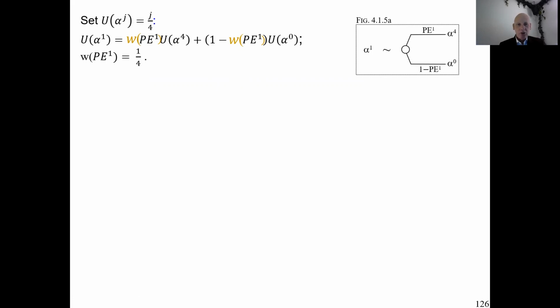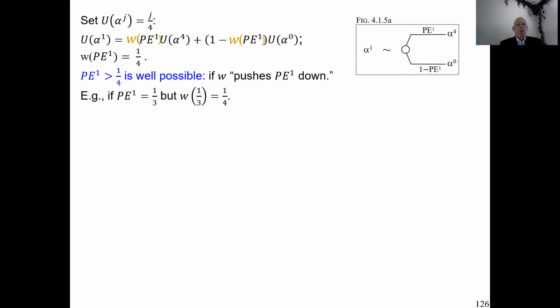And now we should accommodate PE1 being bigger than 1 over 4. But you can easily imagine how we can get that done. That is a W pushing down a little. It's underweighting, it's pessimistic. In that case, the W value at probability 1 over 4 is too small. It's less than 1 over 4. So we have to take PE1 bigger than 1 over 4 to get the W value 1 over 4. For instance, we can let W take the value 1 over 4 at probability P is 1 over 3. So that's easy to do.